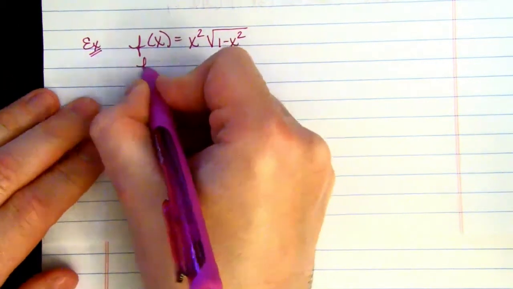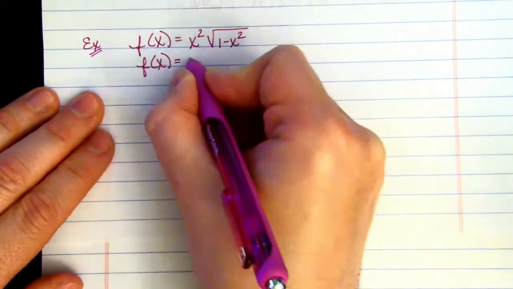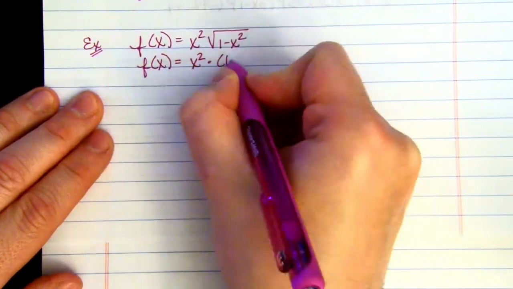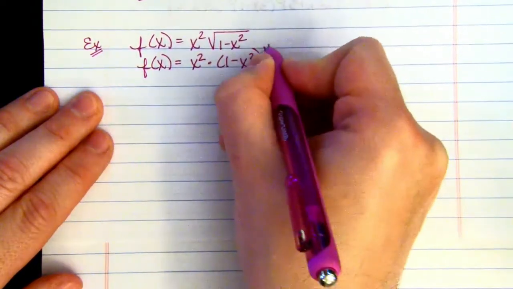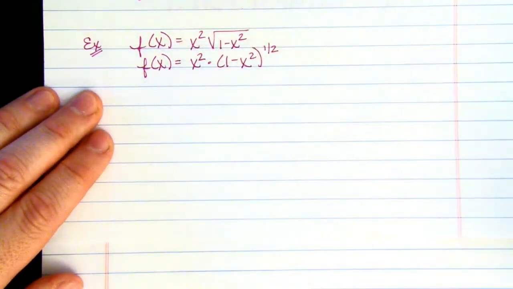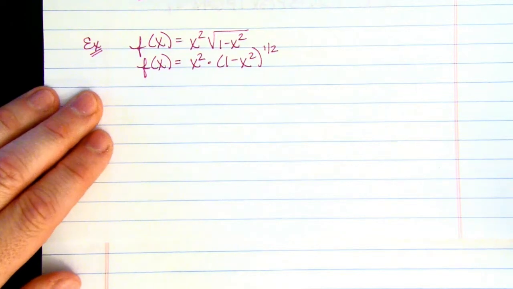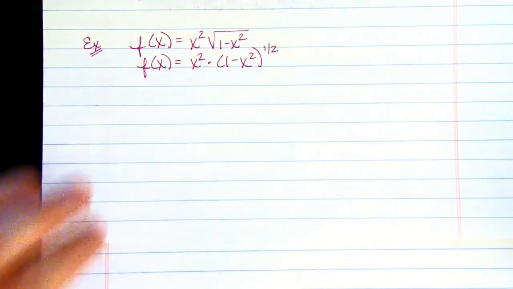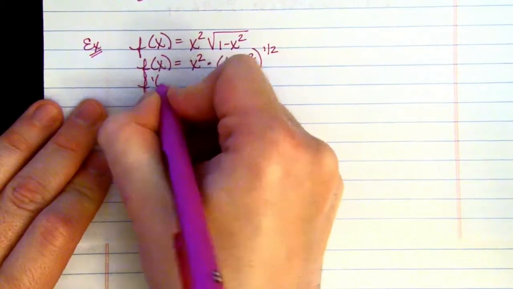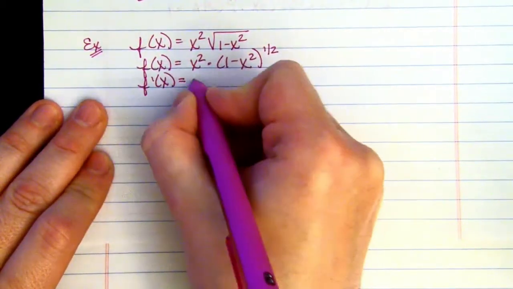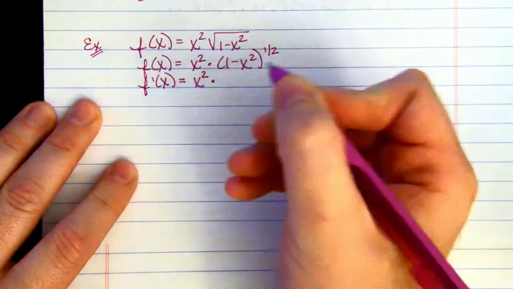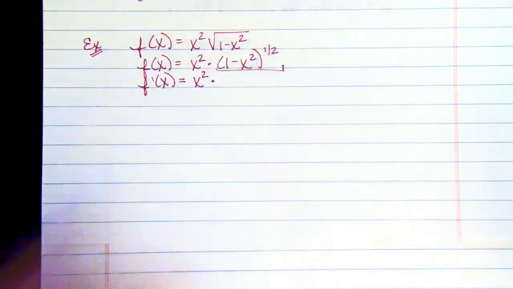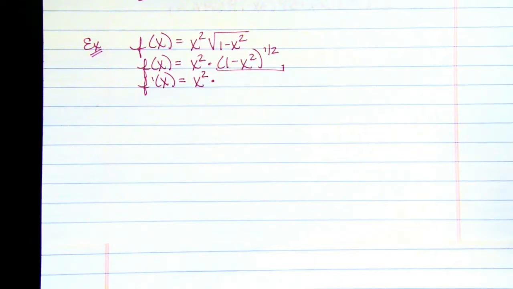So taking a look at f(x) = x² times the square root of (1 − x²), I'm first going to rewrite it as f(x) = x² times (1 − x²)^(1/2). And then I'm going to use the product rule on this once again. I'm going to get f'(x) equals, first, x² times, see if you can do the derivative of the second.